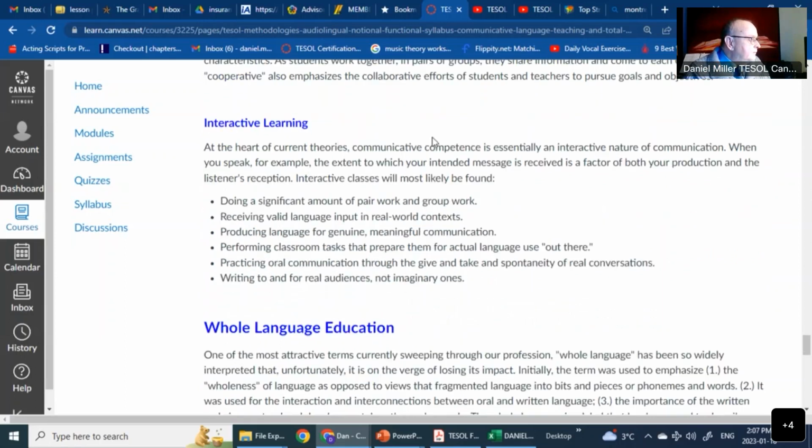And so interactive learning. At the heart of current theories, communicative competence is essentially an interactive nature of communication. When you speak, for example, the extent to which your intended message is received is a factor of both your production and the listener's reception. Interactive classes will most likely be found doing a significant amount of pair work and group work, receiving valid language input in real world conditions, producing language for genuine meaningful communication, performing classroom tasks that prepare them for actual language use out there, meaning outside the classroom, and practicing oral communication through the give and take and spontaneity of real conversations. Writing to and for real audiences, not imaginary ones.